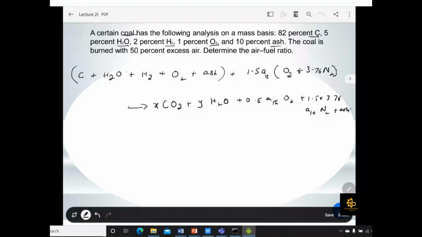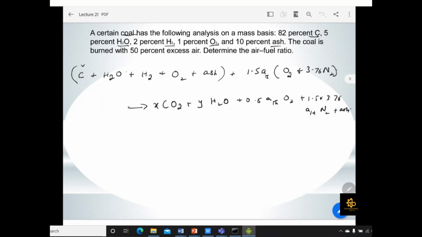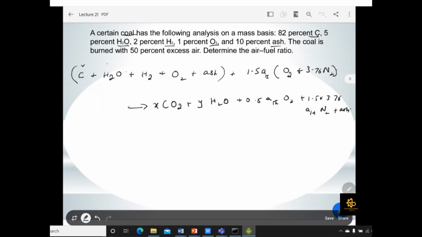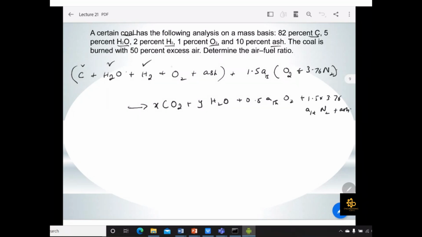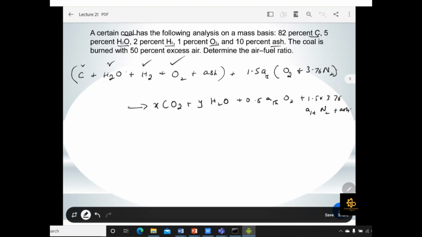Okay, so now from the previous slide, we have already found the number of kilomoles of carbon, number of kilomoles of H2O, number of kilomoles of H2, and number of kilomoles of O2. You just have to multiply these kilomoles with these elements, and then it will become the complete combustion equation for the analysis purpose of the air fuel ratio.